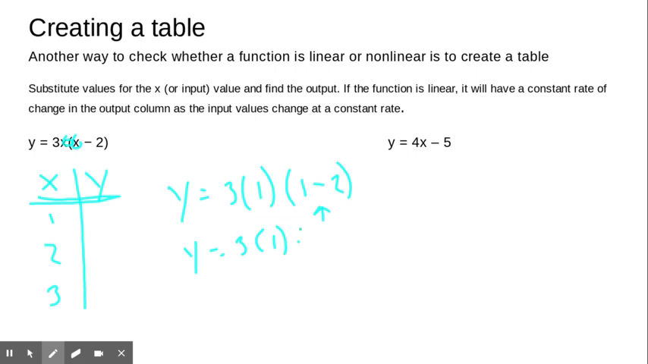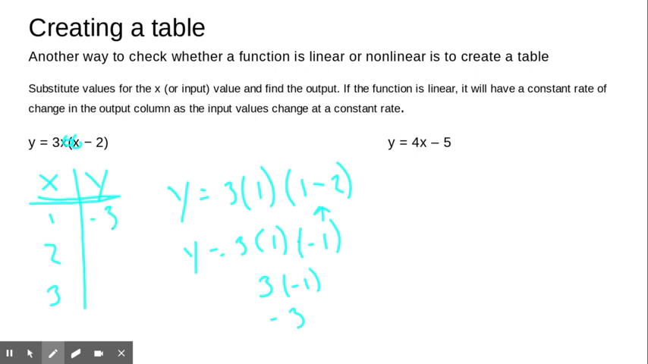times (1 minus 2). 1 minus 2 is a negative 1. So now I could go ahead and multiply. 3 times 1 is 3, times negative 1 would give me a negative 3. So that's a negative 3.